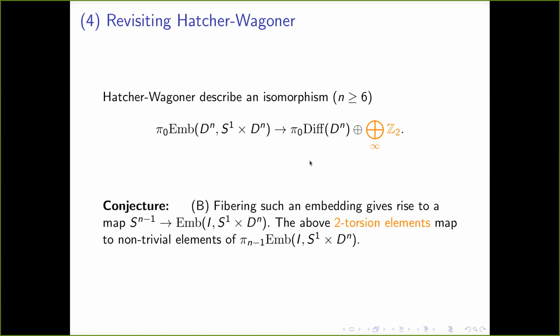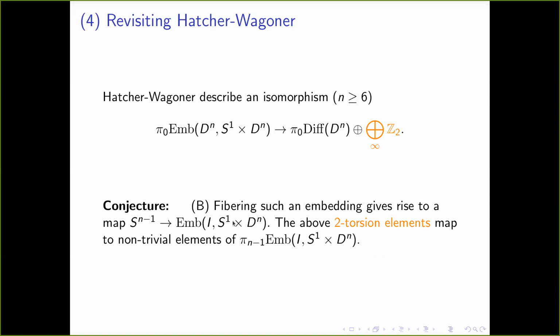And I want to conjecture how to interpret the Hatcher-Wagoner 2-torsion. So given an embedding of Dn in S1 cross Dn, you can fiber that Dn as a D(n-1) across an interval. So that gives you a map from S(n-1) to the embedding space of an interval in S1 cross Dn. This group is 2-torsion, and I believe it's not finitely generated. I guess I haven't proven that.